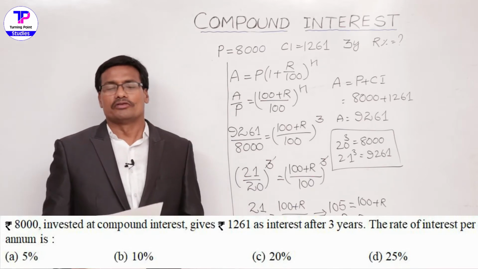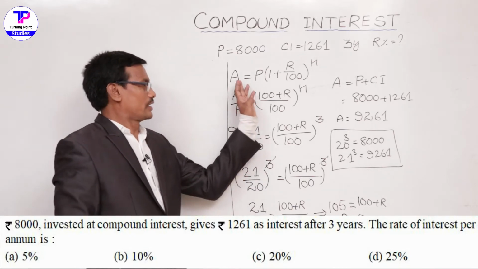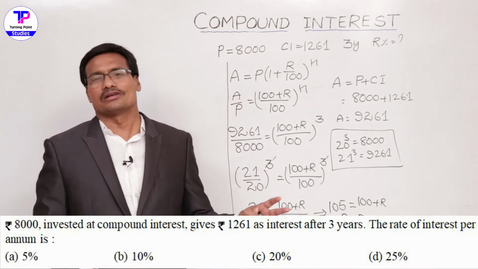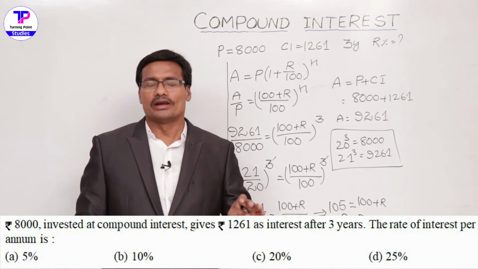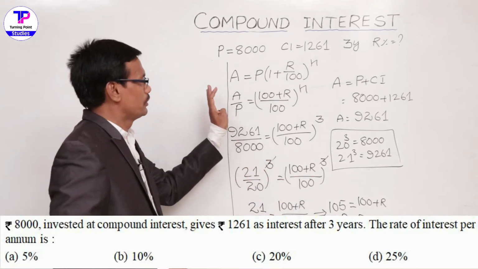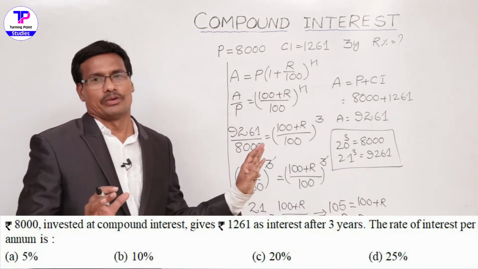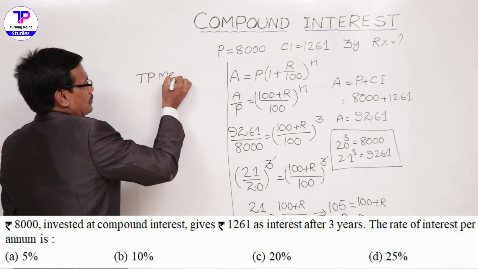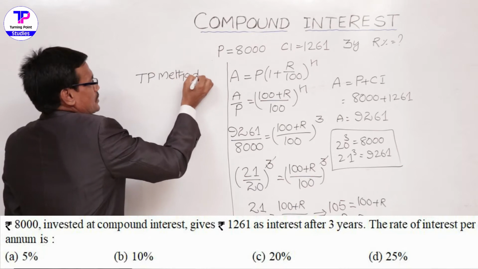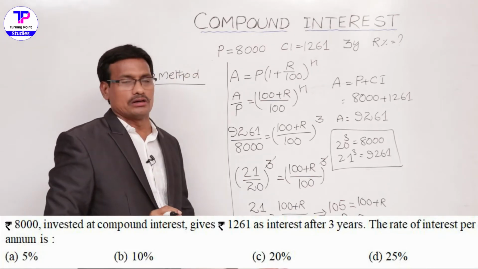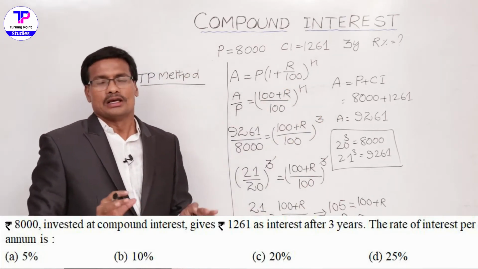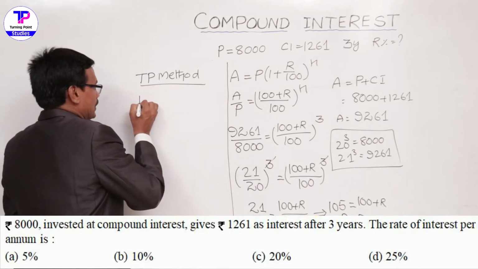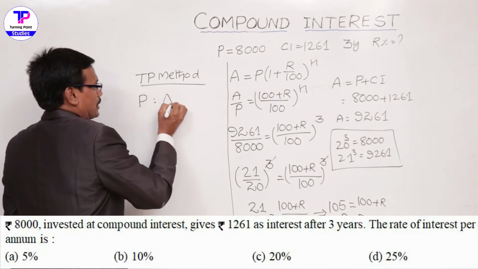So this is the traditional method. But if you have to write all this in the examination, it is possible, but it takes more and more time. From the examination point of view, we don't write all this, but we have a method. So go for our TP method, the turning point method. In this turning point method, there is no need to write all this formula. Take the fraction method. Which fraction do we take? Take the principal and amount.